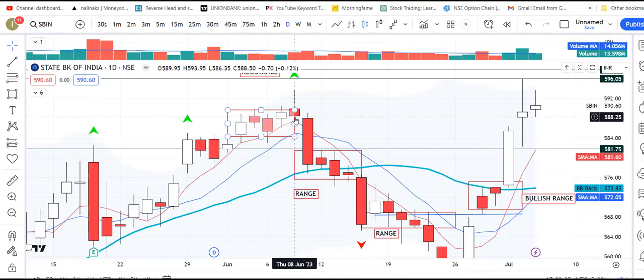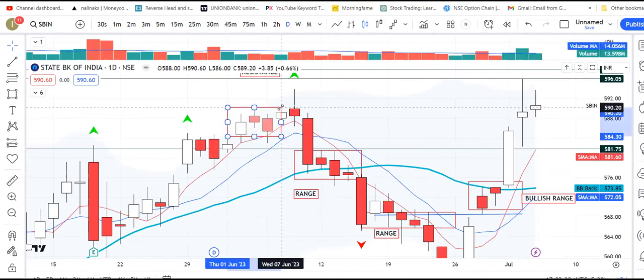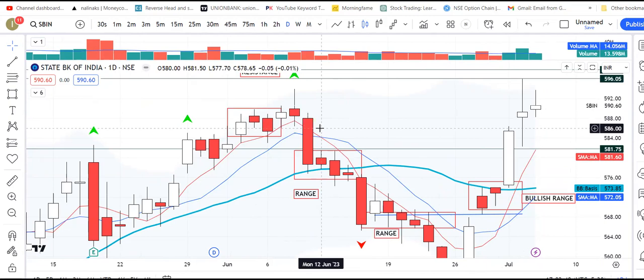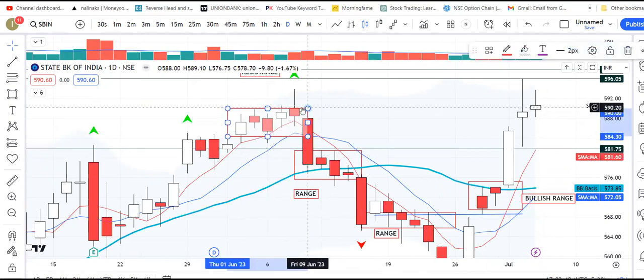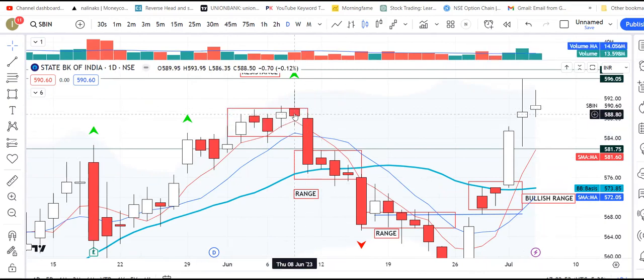Here, what has happened is a range. Here, it was a false breakout. If you had jumped into the trade, you would have lost money. So you need to wait. Actually, it opened here, broke out to the top and closed inside. When it closes inside the range, that is a weakness.